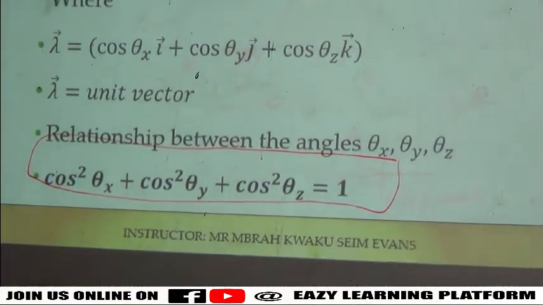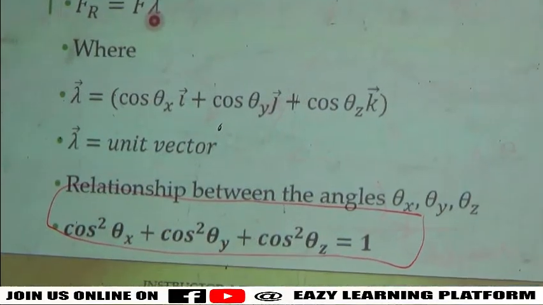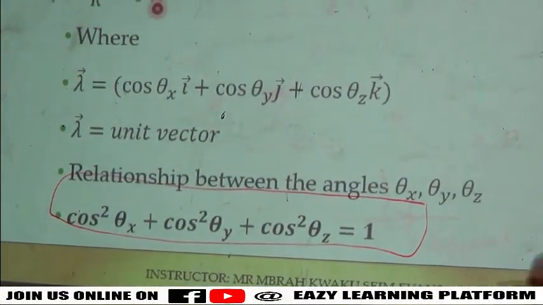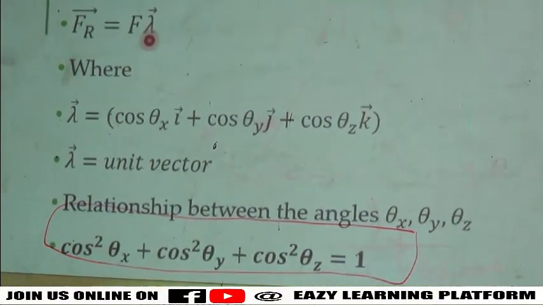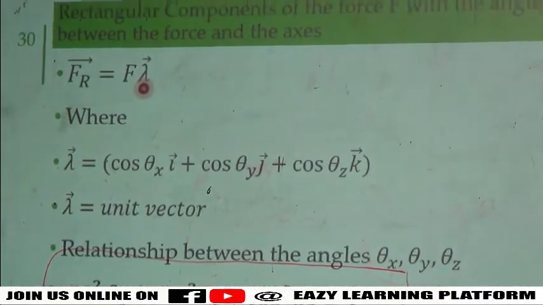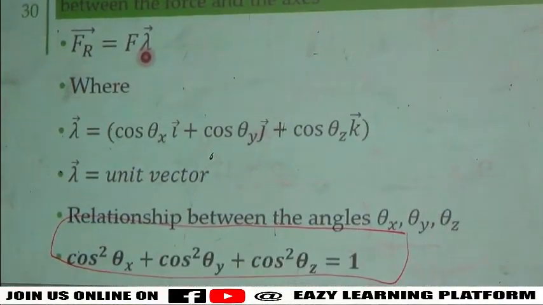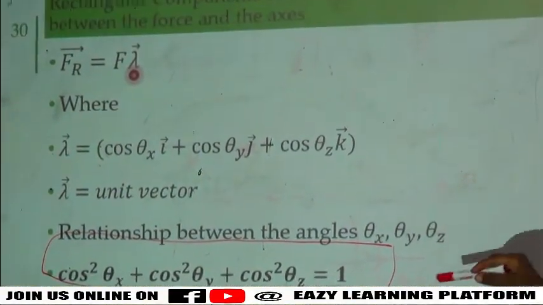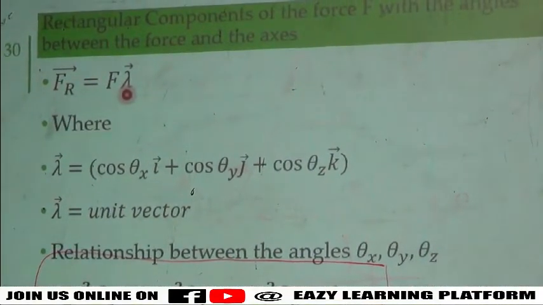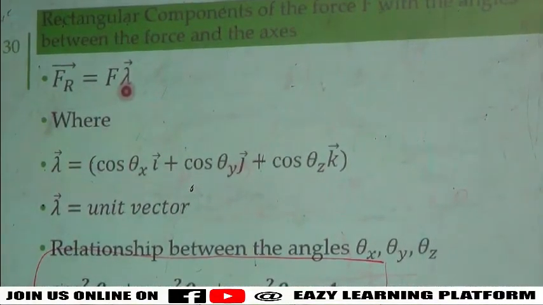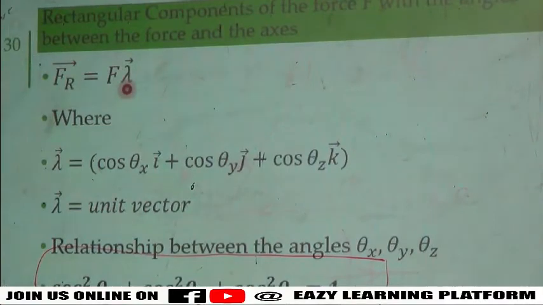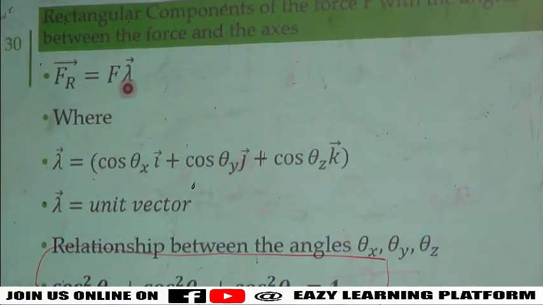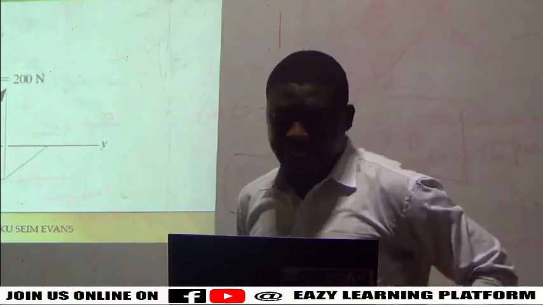What is the relationship between the angles theta x, theta y, and theta z? Now, the trigonometric relationship between the angles is cos square theta x plus cos square theta y plus cos square theta z equals 1.